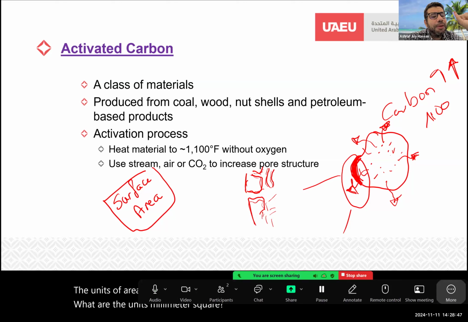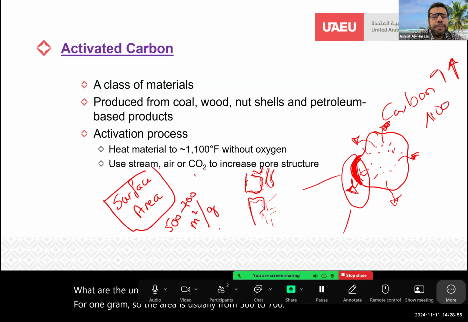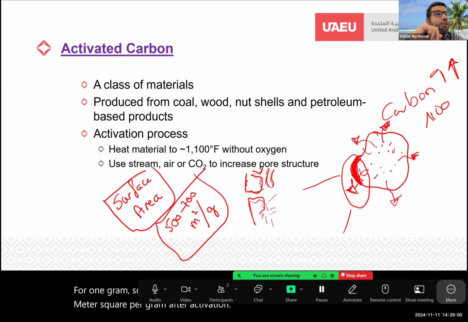For 1 gram, the area is usually from 500 to 700 meter square per gram after activation. So every gram has a surface area of 500 meters square. Can you imagine how much area is freed right now? It's basically more meters, yes. So it's more pores than solids. Make sense?